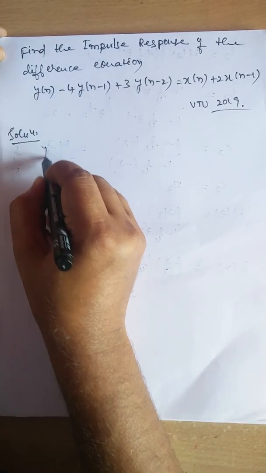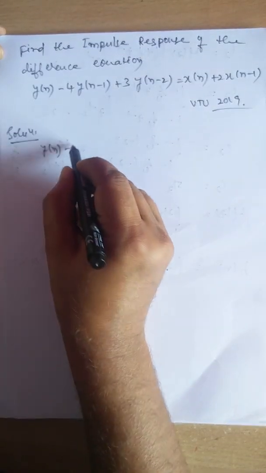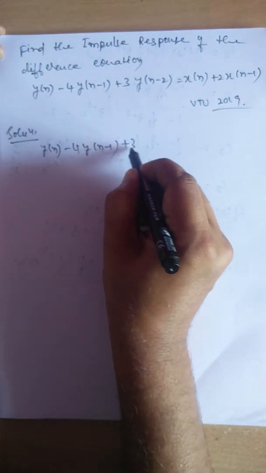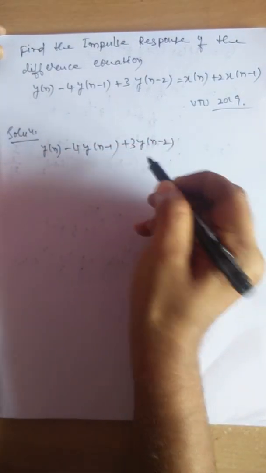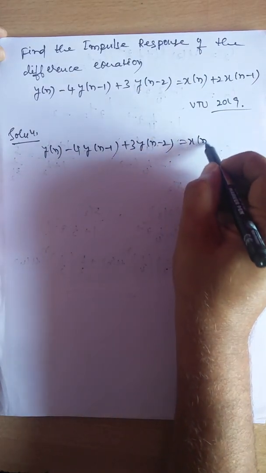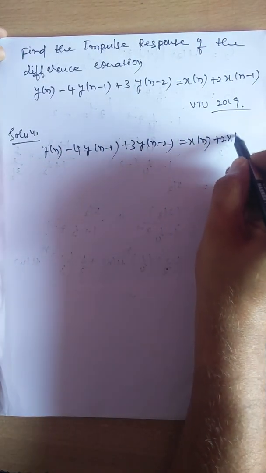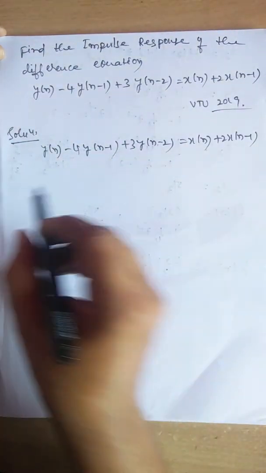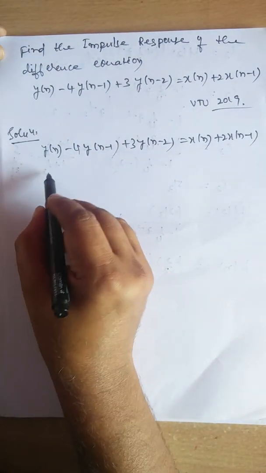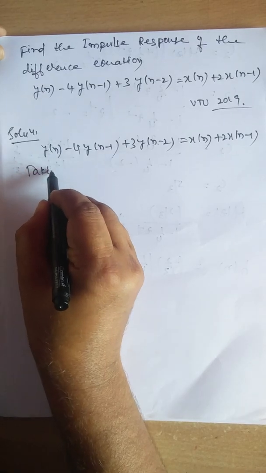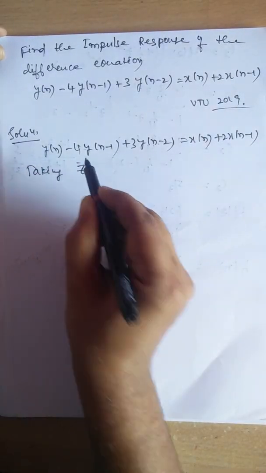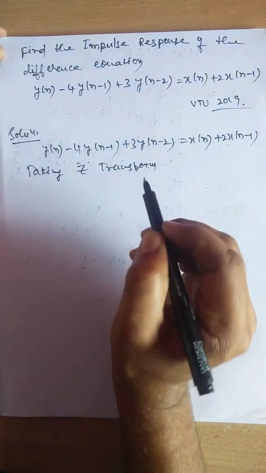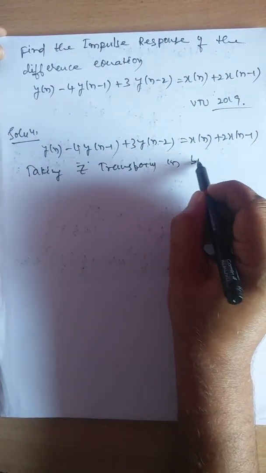Let us consider the difference equation y(n) − 4y(n−1) + 3y(n−2) = x(n) + 2x(n−1). Let us take the z transformation on both sides.